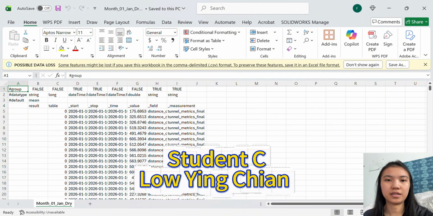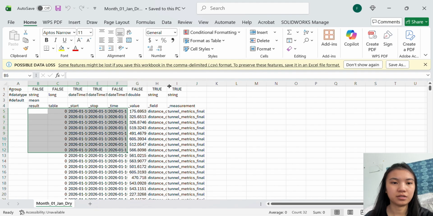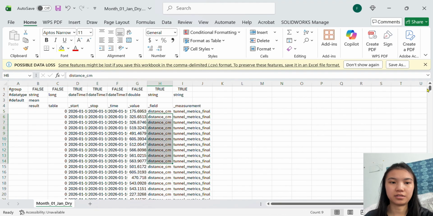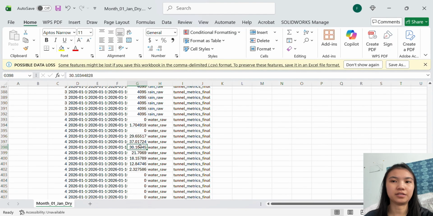Okay, for the demo part, this is the Excel of raw data, and then it is very messy. As you can see here, distance is ultrasonic sensor reading, and then for this one is rain sensor reading, and then this one is the water level sensor reading.